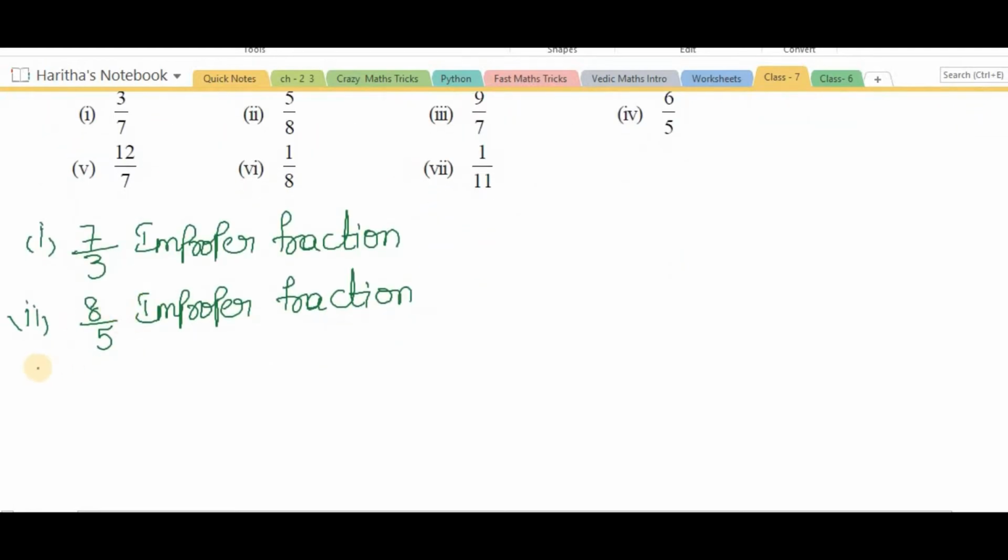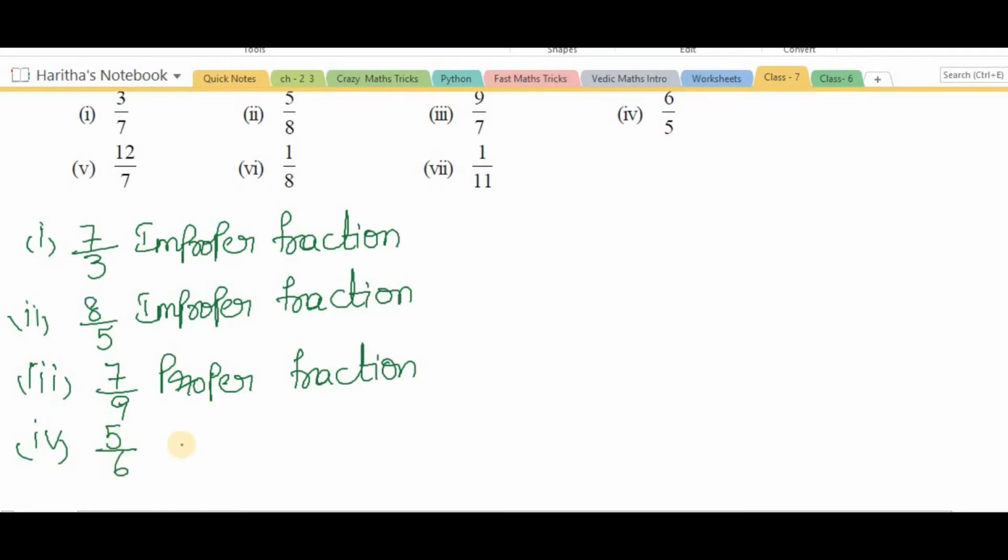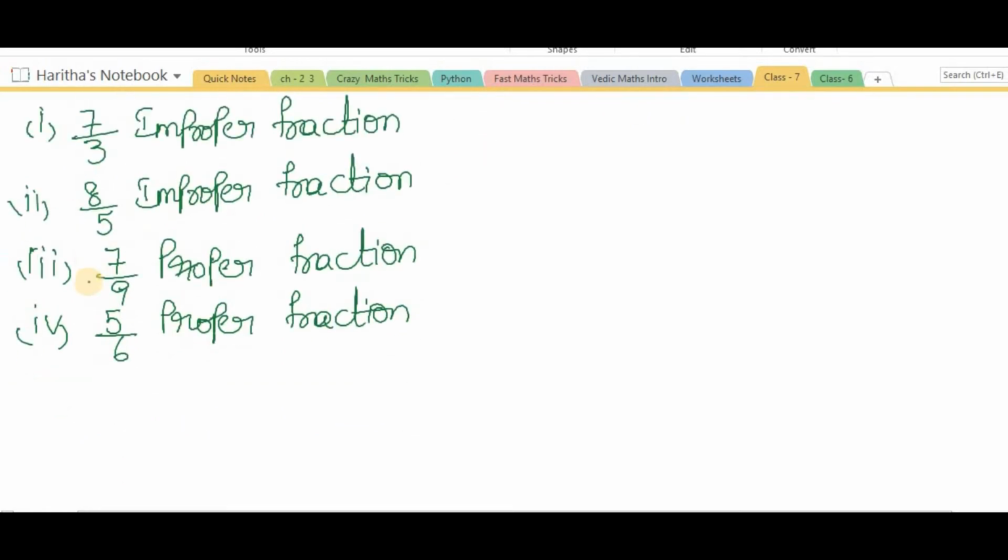Now 9/7. The reciprocal of 9/7 is 7/9. The numerator is small when compared to the denominator, so this is called a proper fraction. And 6/5, the reciprocal of 6/5 is 5/6. This is also a proper fraction because the numerator is small when compared to the denominator.